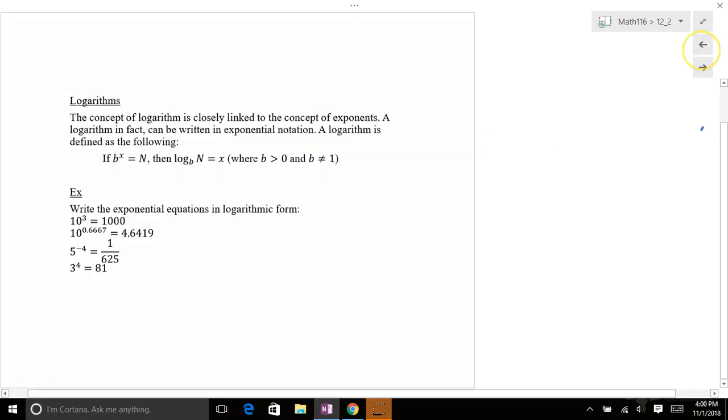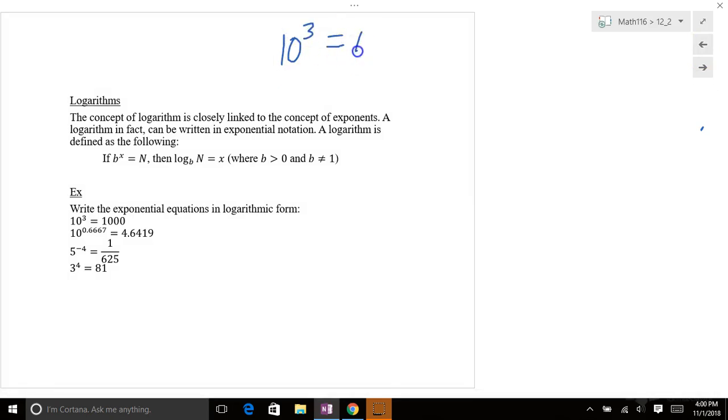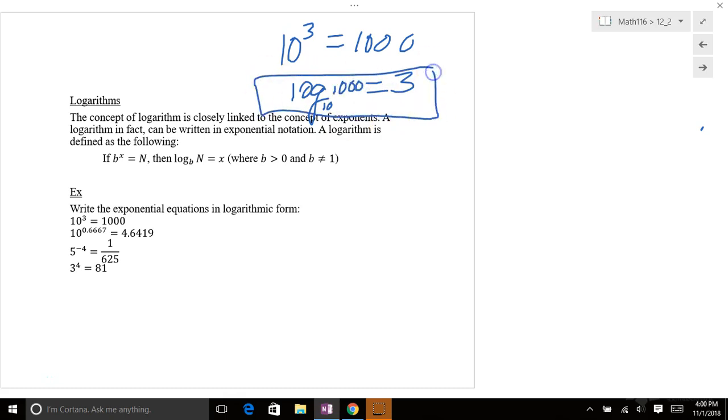Okay, so let's go back now to these problems. So we're going to go from exponential form. Right now it's 10 to the third equals 1,000. We're supposed to go the other way. So I'm going to write my log, and I'm going to write my equal sign. 10 to the third equals 1,000. There's the logarithmic form: log base 10 of 1,000 equals 3.